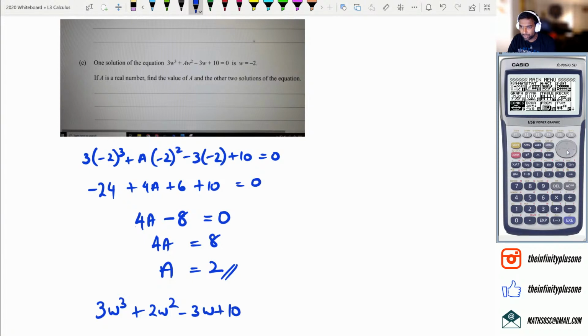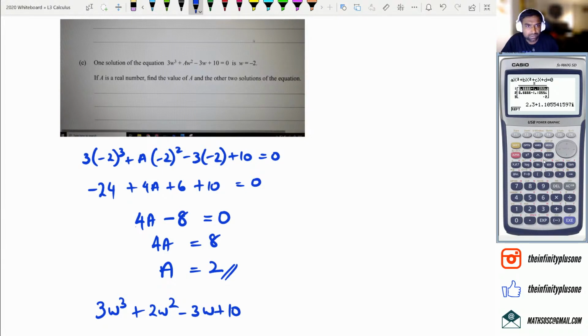Then go into equation, polynomial, degree is 3, and we're going to put this in here. So we got 3, we got 2, we got minus 3, and we got 10. So when we do this, we actually end up with these things as our answer.